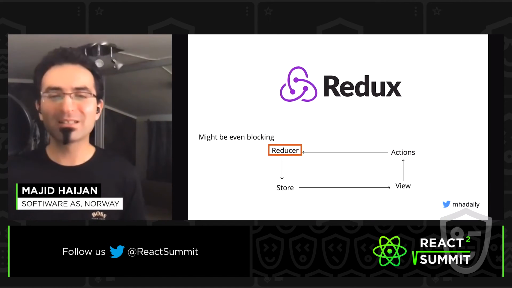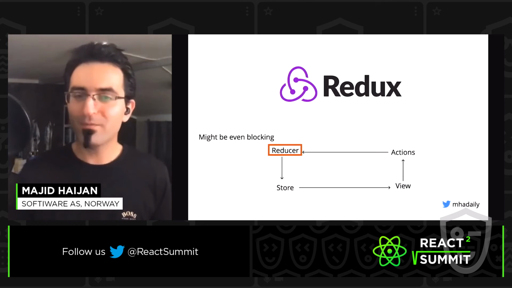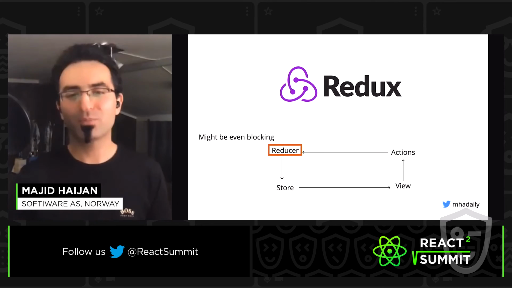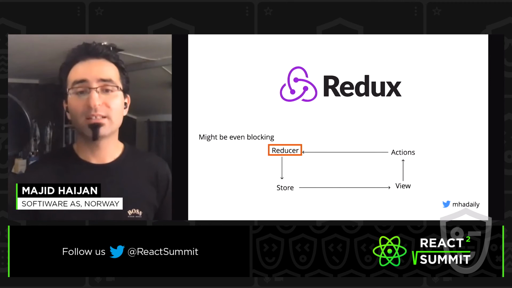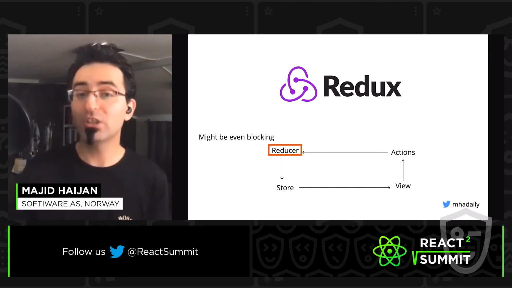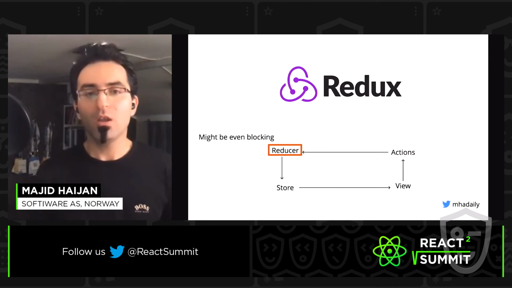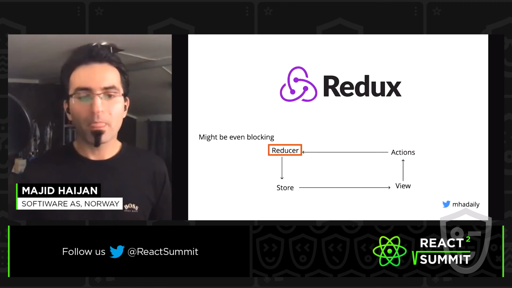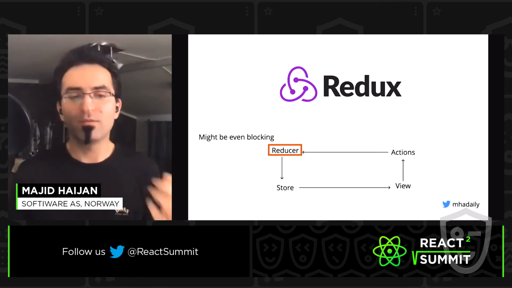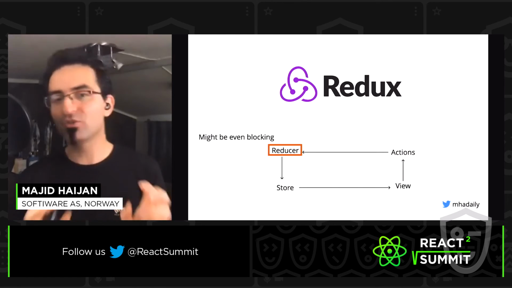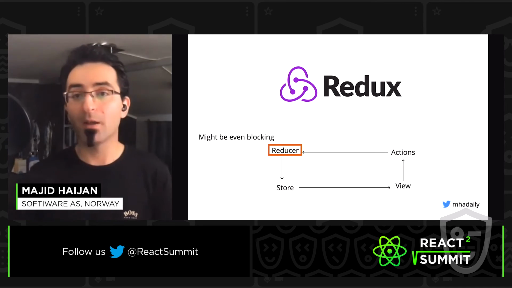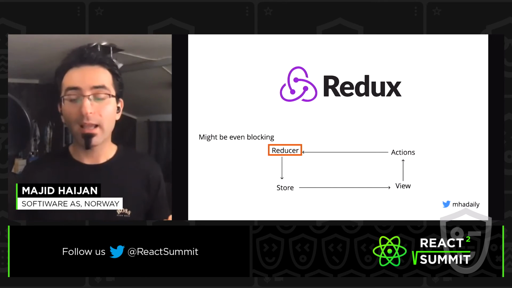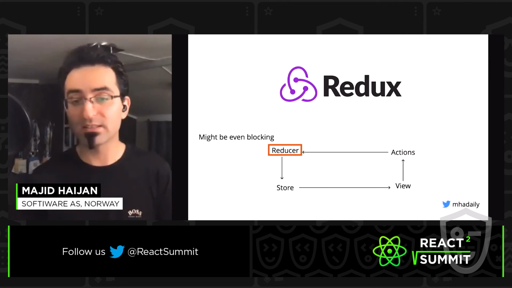An example is that we are probably familiar with Redux. It's a pretty popular state management pattern, especially in the React ecosystem. The way it works, quickly, is that you have your reducer, which might actually be blocking because it's synchronous, and it just wants to give you the store, your unified global state.